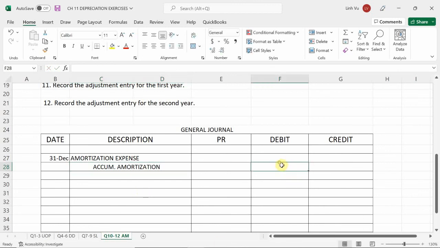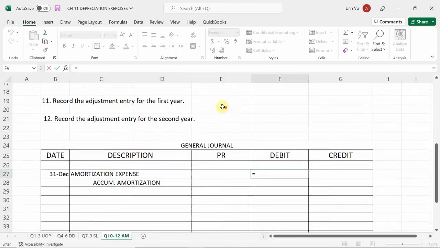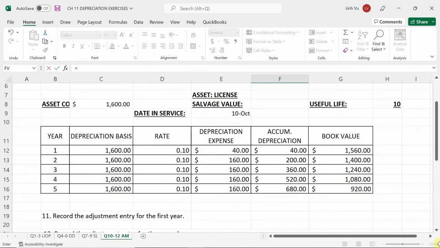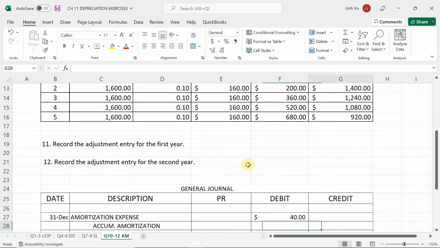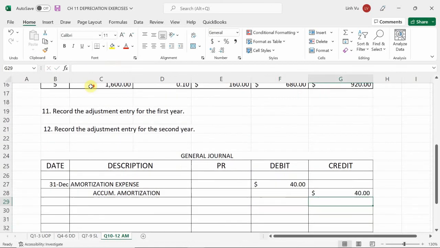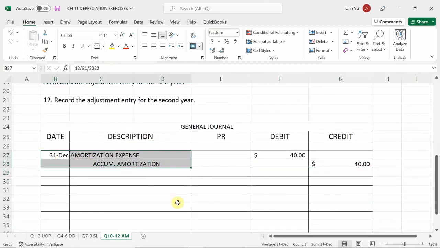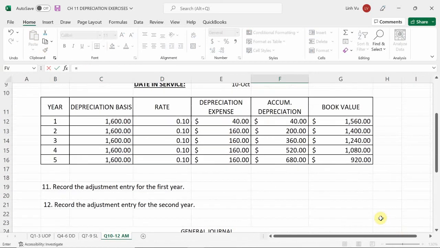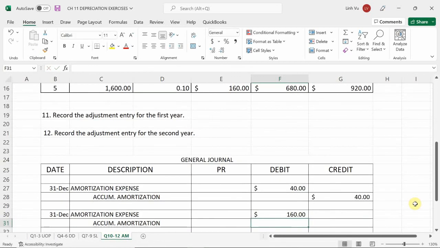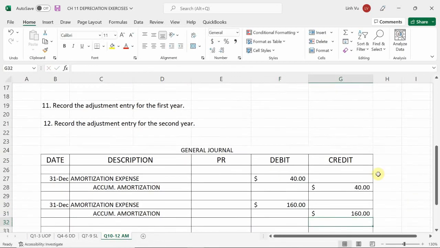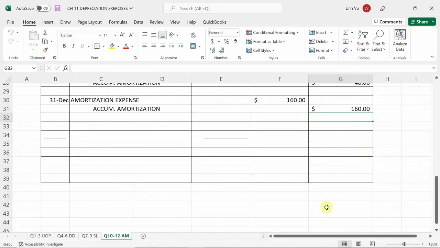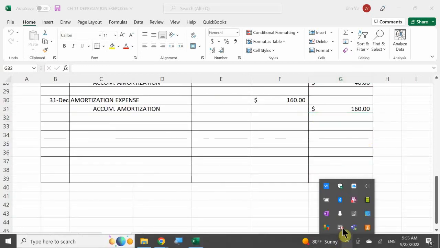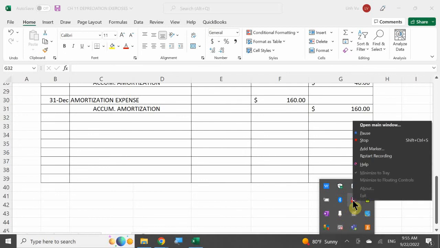All right. So what's the first year that I amortize this license? $40. And then for the second year, it's going to be the same amortization expense, accumulated amortization, for how much? 160. Okay. Excellent. All right. And that is the review for the depreciations. Okay. Any questions?